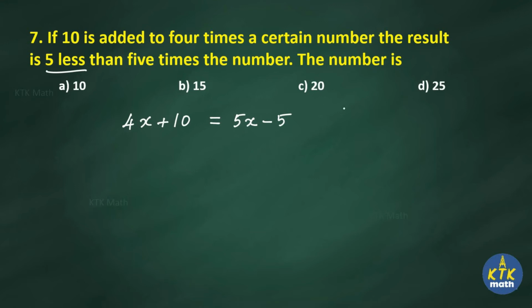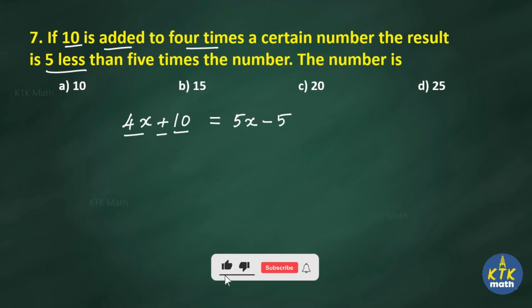Understand how I am framing this equation? 10 added to 4 times x is the left hand side. 5 less than 5 times: less than means you need to write that number second only. Don't write 5 minus 5x. Okay, 5x minus 5. So it is less than 5 times. So I am writing 5x in the beginning and minus 5. The reason why I am using the negative symbol, that is minus here, is that they are mentioning less than. Suppose they give you more than, then you must use the plus symbol there. Okay, now your equation is ready.